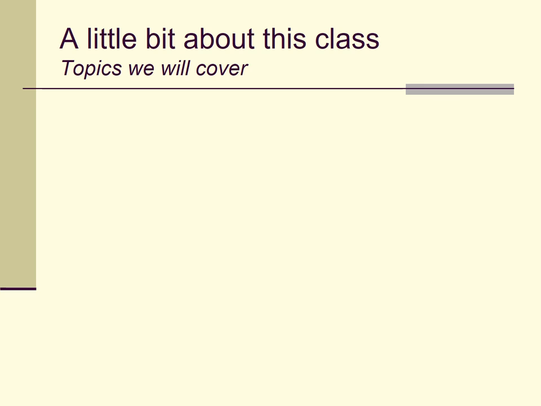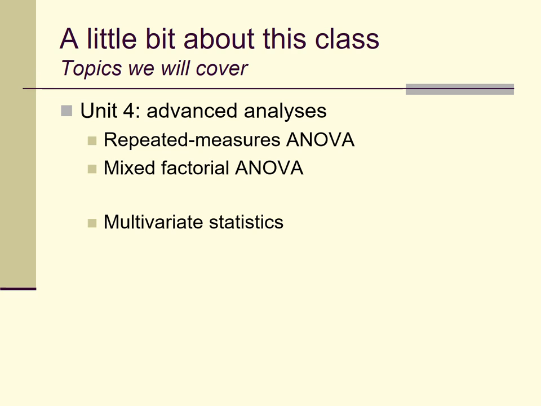The last unit of the class is Unit 4. I'm just calling it Advanced Analyses, kind of a generic title. Here, what I'm going to introduce is repeated measures ANOVA and mixed factorial ANOVA. That's just ANOVA that has both within-subjects or repeated factors and between-subjects or between-groups factors. Now, technically, these analyses, if they involve repeated or within-subjects factors, sometimes also called dependent factors, are multivariate statistics, meaning there's more than one outcome variable.